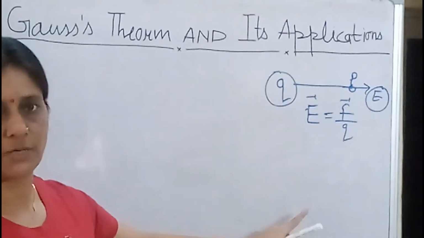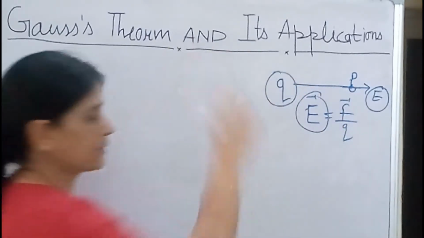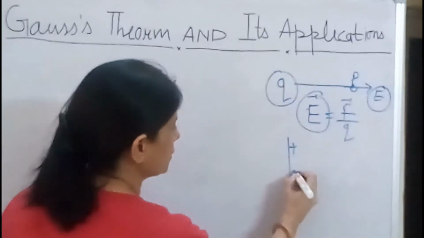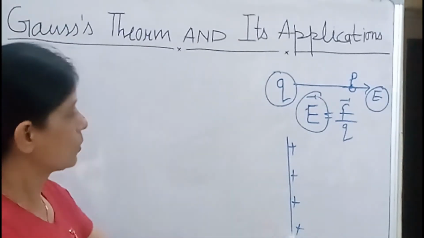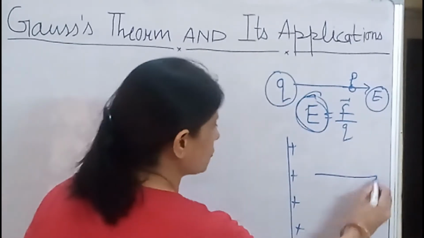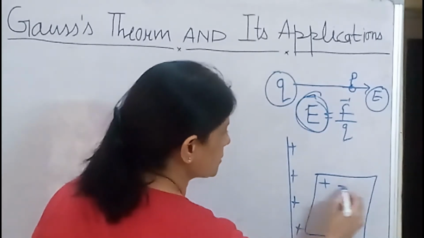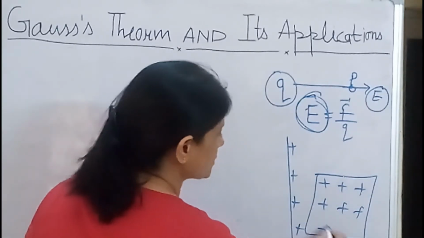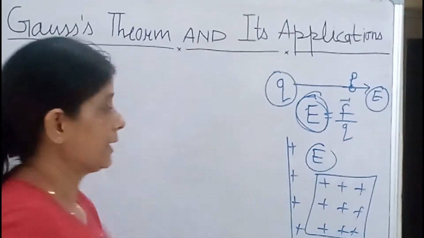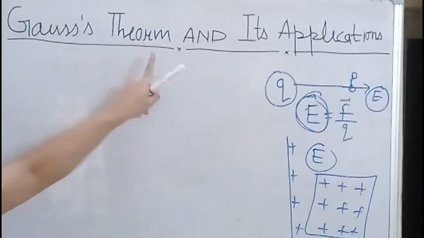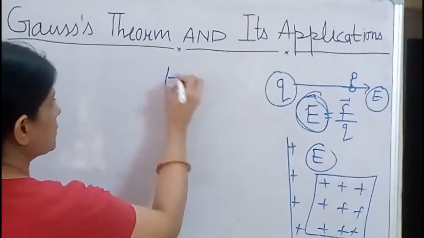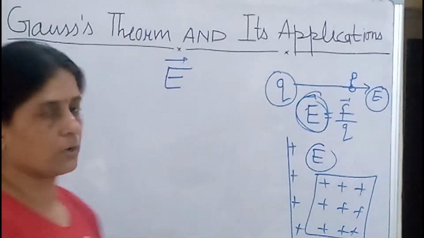If we have more than one charge, how to find the value of electric field? Suppose we have a line of charge. What would be the method to find the value of electric field? If we have a sheet of charge, where so many charges are lying, and we have to find the value of electric field intensity, in that way we will use Gauss theorem. So the application of Gauss theorem is to find electric field intensity due to a number of charges.